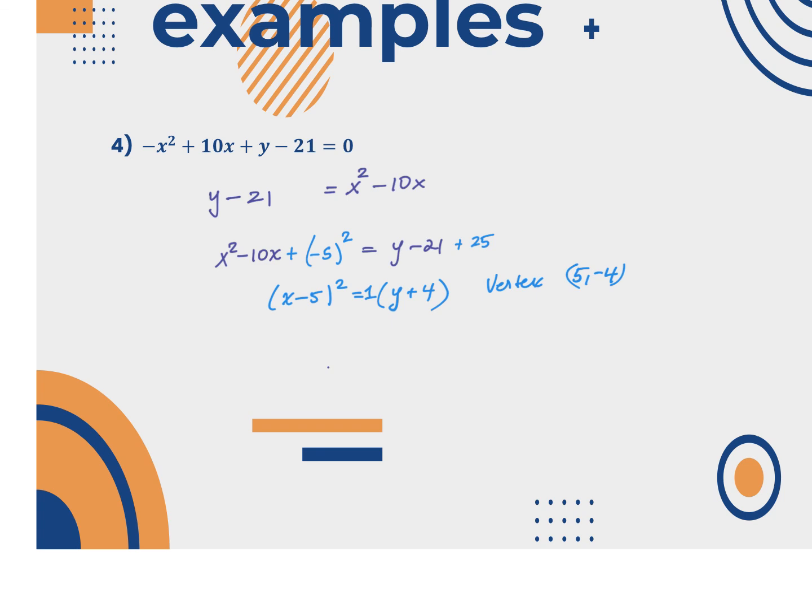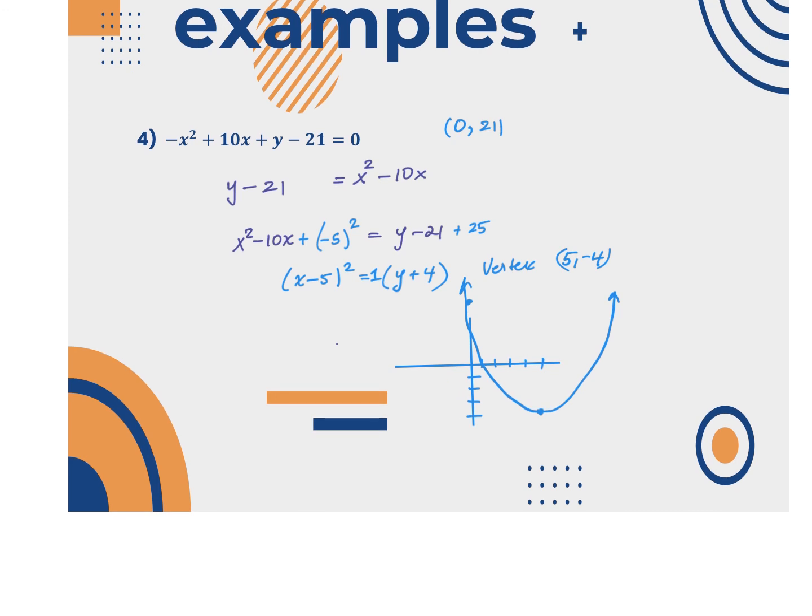This one's going to go upwards. So it's at 5, negative 4. Here, you can pick any point. I'm going to go to the original. So if x is 0, y is 21. So that's way up here. So I'm just going to go ahead and graph it like this. You can map it like that. All right, and then p, or 4p, is 1. So p equals 1/4. So you're going up and down a fourth.